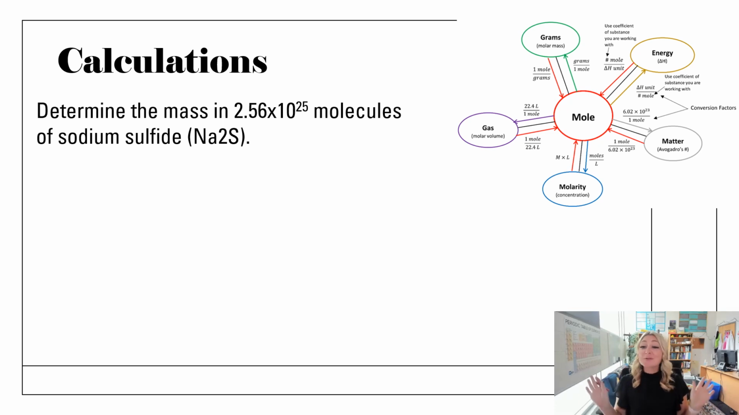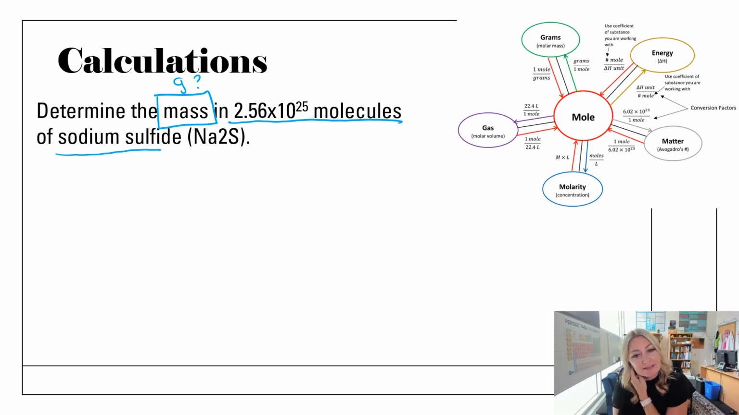Same approach as we've been doing. Again, if you're feeling confident, do it alone without me. Check in on the right answer. They want us to determine the mass, and mass is in grams. That's what we're trying to find, in 2.56 times 10 to the 25th molecules of sodium sulfide, which they tell me is Na2S. All right, fantastic.